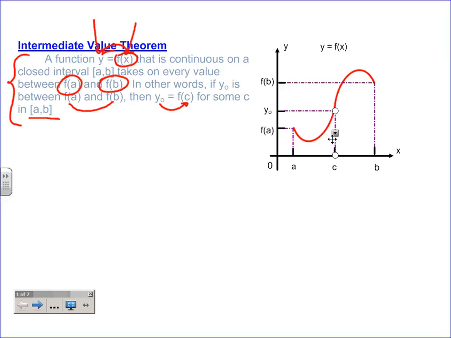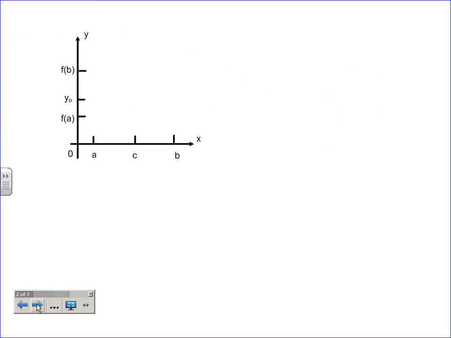That if that y value is between those two y values, there's got to be an x value between the two x values that gives me that ordered pair. Could I change that y value and say, put the y value up here? Yeah, and if you go across, is there some x value that gives you that? There is. There's at least one. It has to happen.